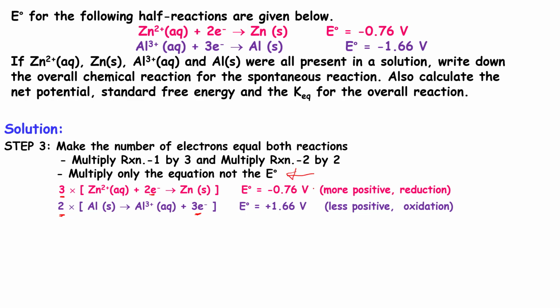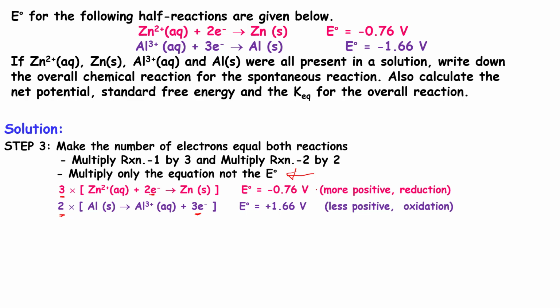The E naught values are going to stay as they are, because no matter how many stoichiometric times, that is, whether you multiply something by 2 or 3 or 4, the voltage output that's going to come out from those reactions is going to be exactly the same. It's not going to change. It's not going to be twice the value or 3 times the value. So your E naught is going to be the same exact value that you get every single time you run that reaction. Okay, so your E naught is going to stay the same.